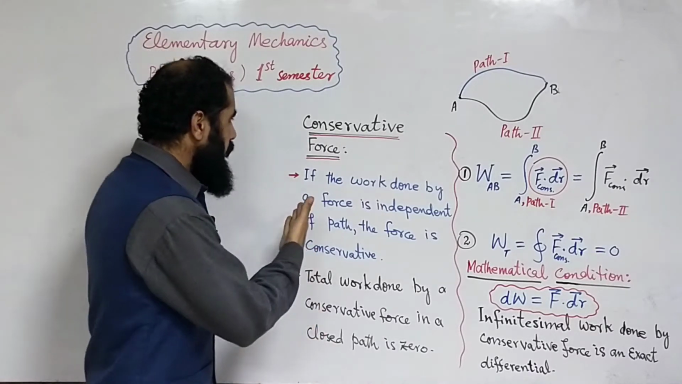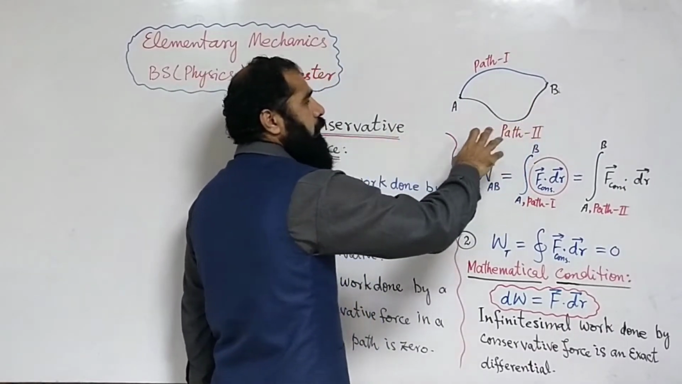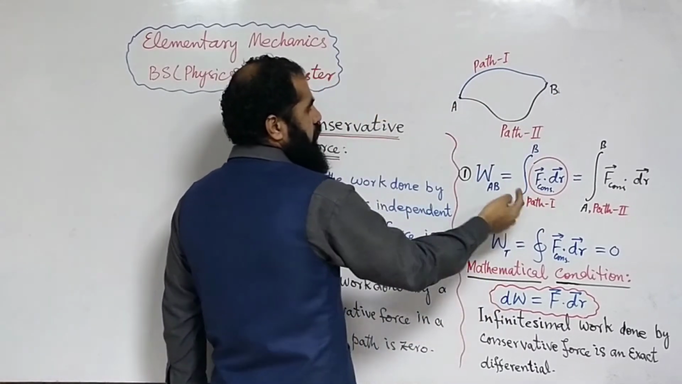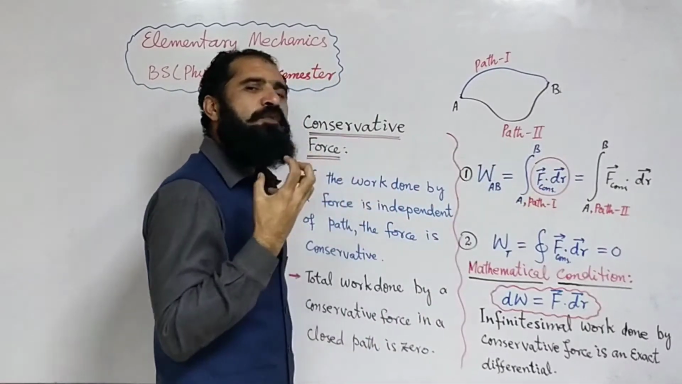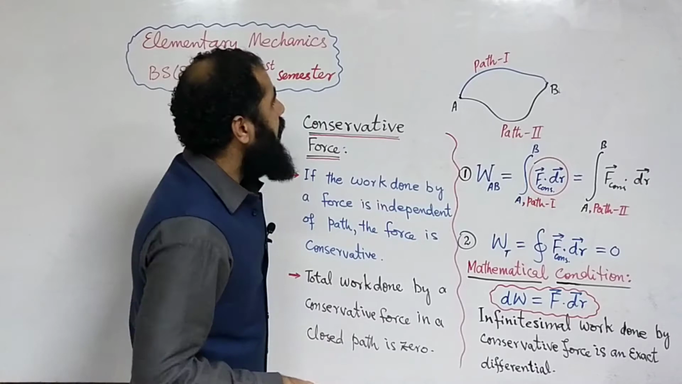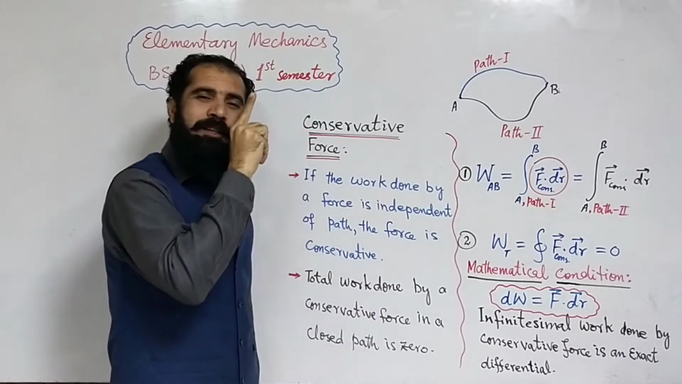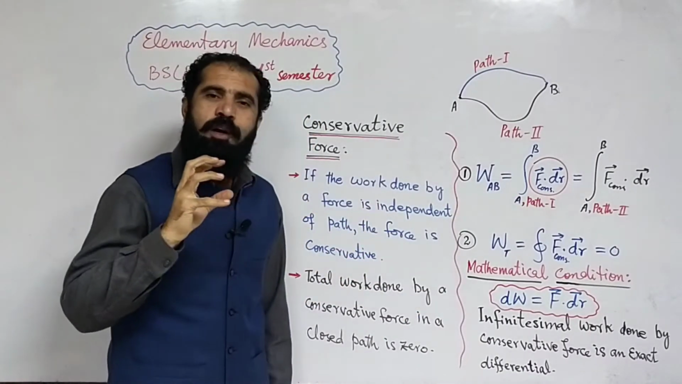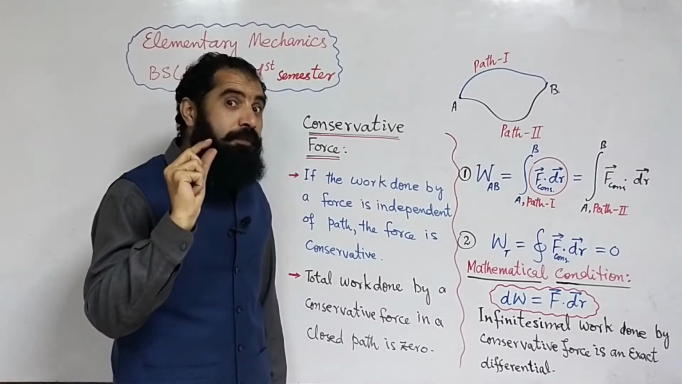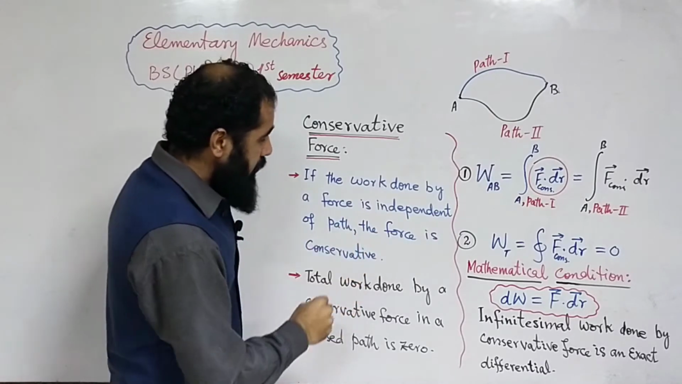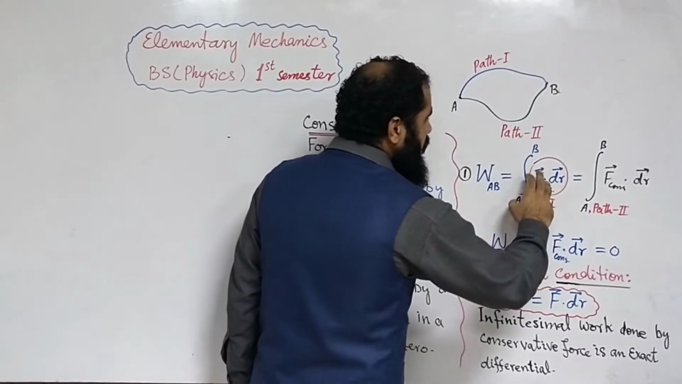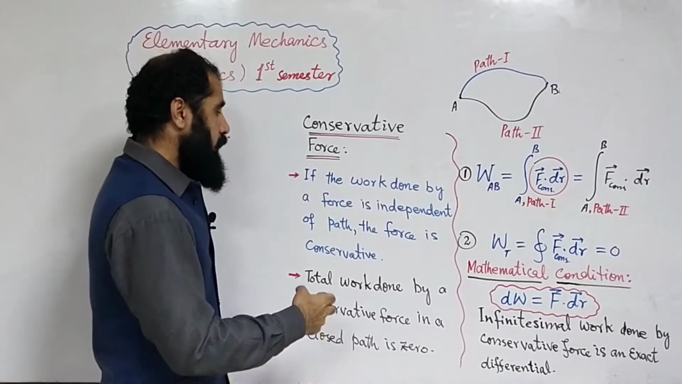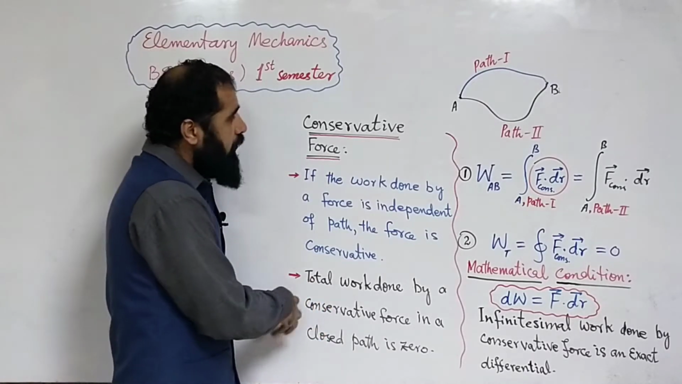And in case of the motion from A to B, the work done can be explained by this integration. It is integration from A to B, using path 1, and F dot dr is that infinitesimal amount of work. For that small work, the force is parallel to that displacement dr, and this is an exact differential for a conservative force, which we are going to discuss. And if work done is the same for both the cases, then the force is conservative. And then if we want to prove it using this definition, we can do it like this.